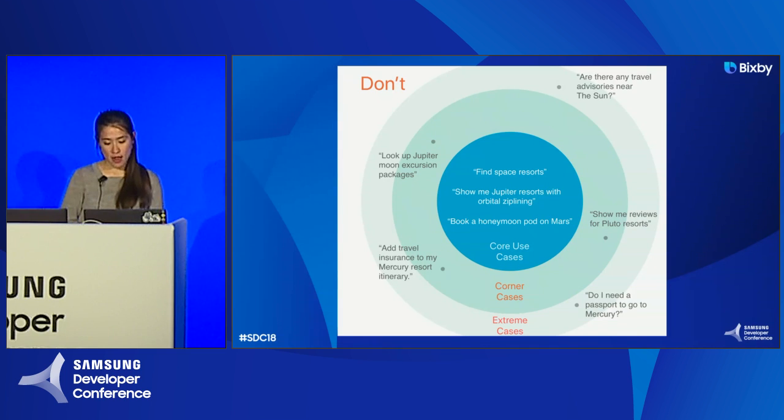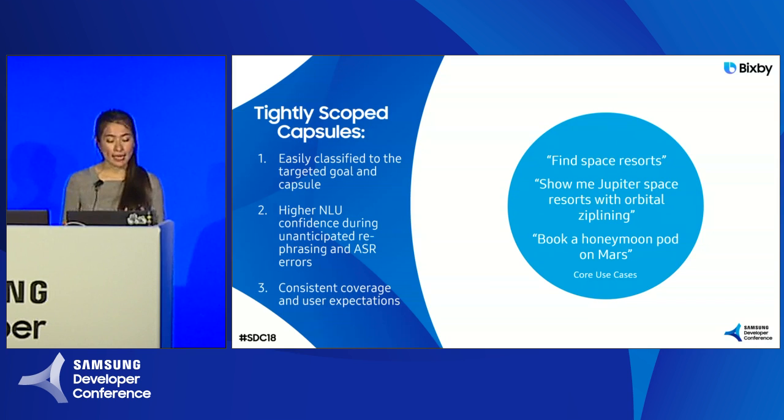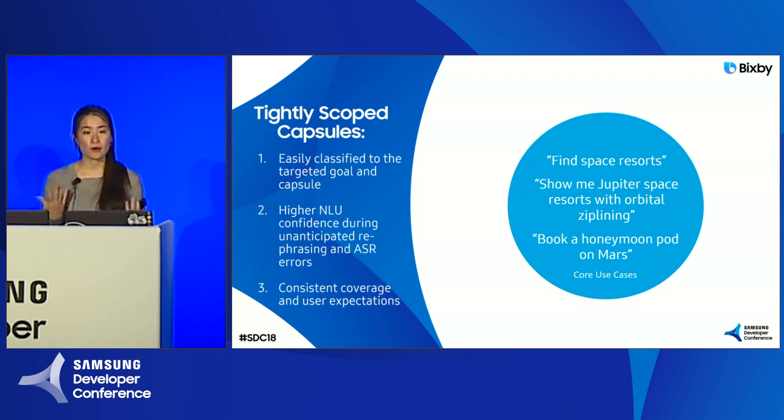So we want to make sure that we're avoiding adding partitions to our dartboard. The more partitions you add, the more difficult it is to hit your target, right? So all of your capsules and all of your goals should have really sharp, well-defined focuses. Okay. So again, this is what we want. We want tightly scoped capsules, and there are three benefits that come out of this. One, you'll have a lot easier of a time for Bixby to classify your targeted goal and capsule, and you'll have higher NLU confidence during unanticipated rephrasing or automatic speech recognition errors. And then you'll have, of course, consistent coverage.